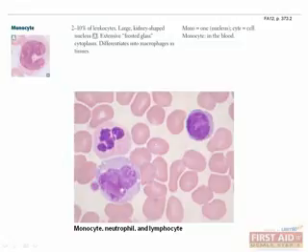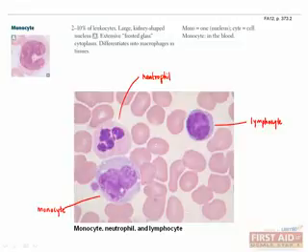This smear includes a monocyte, neutrophil, and lymphocyte. Can you identify each one? The monocyte is the largest and has a unilobular kidney-shaped nucleus with frosted glass cytoplasm. The neutrophil has a multi-segmented nucleus. And finally, the lymphocyte is the smallest and has the highest nuclear to cytoplasm ratio.